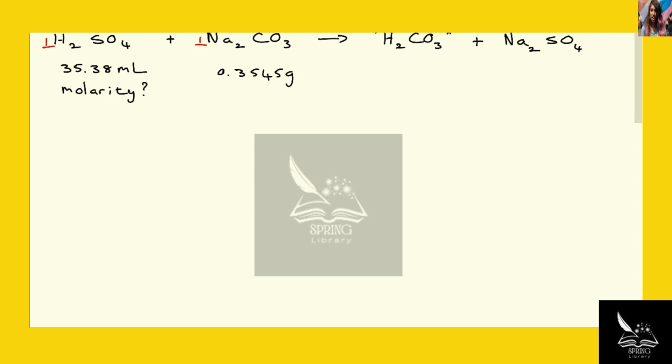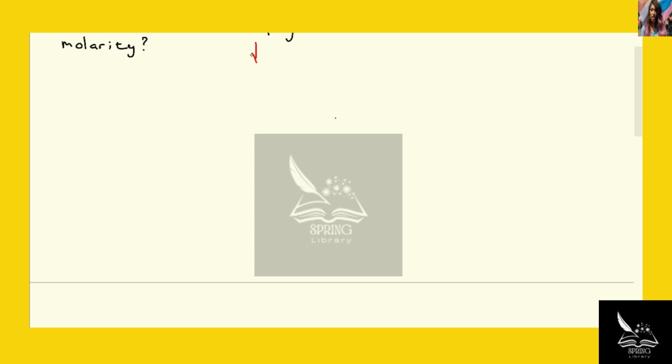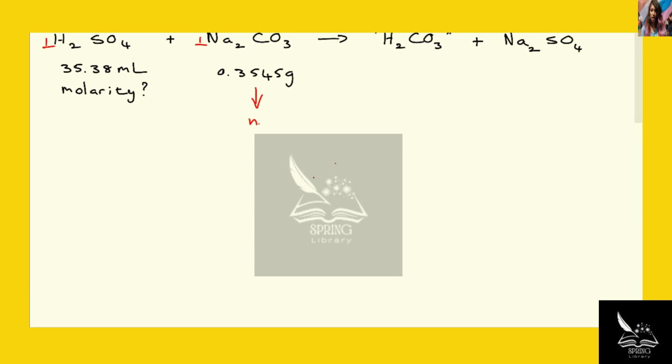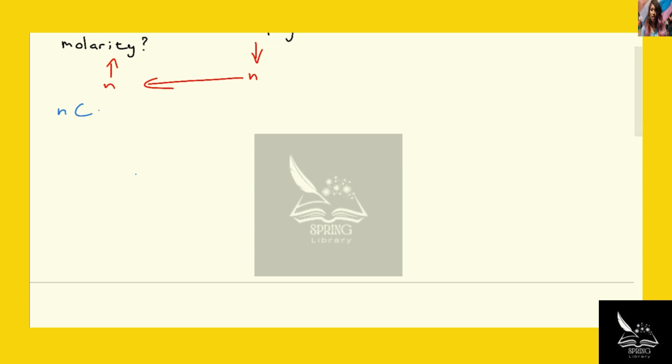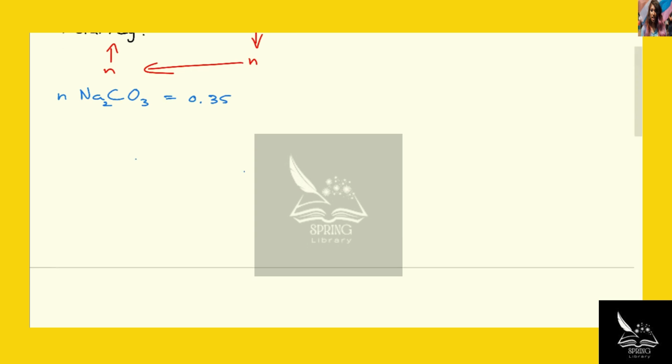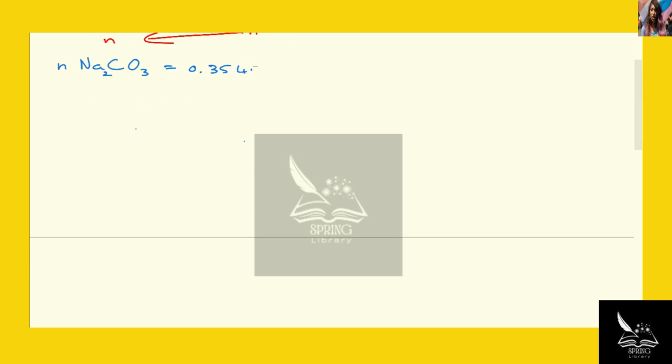Now, because I'm working with mole ratio here and I have to determine molarity, I'm going to calculate the number of moles of sodium carbonate first so that I can use this to determine the number of moles of sulfuric acid. And then it's easy to calculate the molarity because I already have the volume. So let's do the calculation of the number of moles of sodium carbonate. So the number of moles of sodium carbonate is going to be equal to the mass of sodium carbonate, which is 0.3545 grams, and if I divide that by the molar mass, I will get the number of moles.